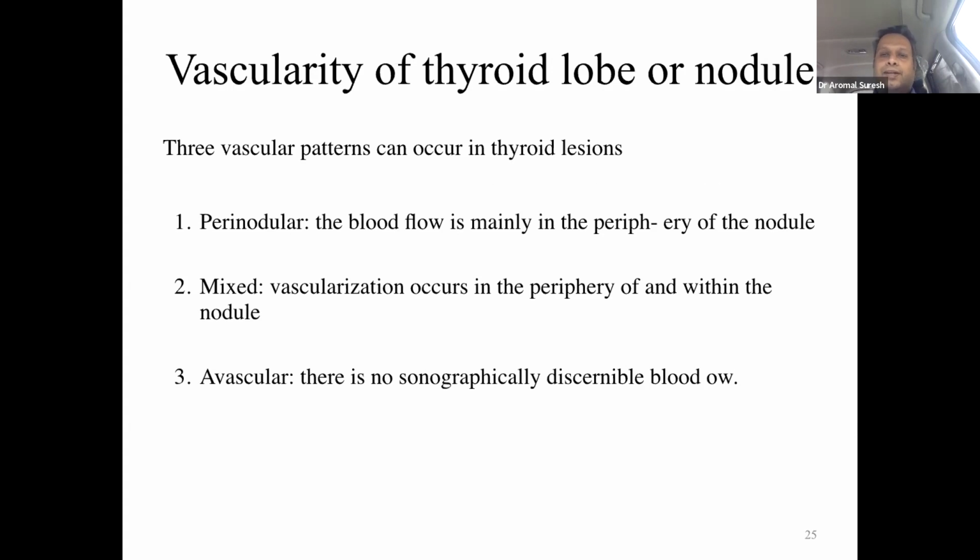And the most important part of color imaging nowadays is that whenever you are going for a fine needle aspiration cytology or a thyroid ablation technique, it is better to avoid the larger vessels. That's the most important thing. And whenever you're performing a fine needle aspiration, definitely avoid larger vessels because they are going to stain and ruin your slides as well, and can cause hematoma as well. That's the most important part.